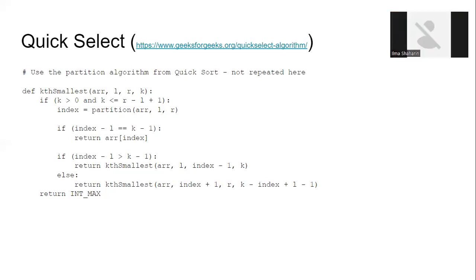It does one or the other, okay? That's the difference. Quicksort always has to do the left and the right. This does one or the other. Everyone see? If, else, one or the other. Okay, which one does it do? Well, it figures out which side has it.